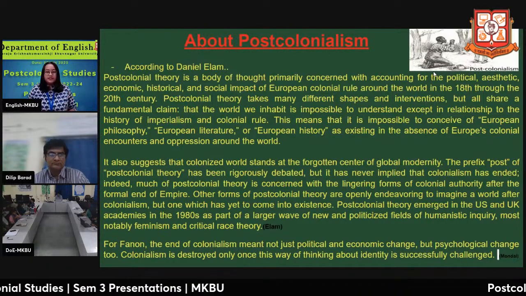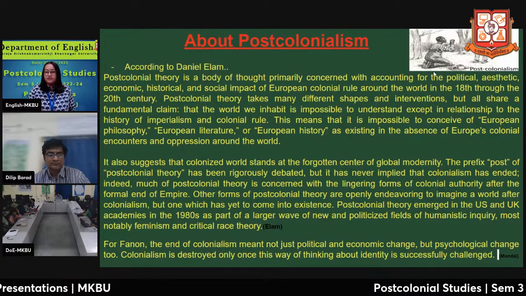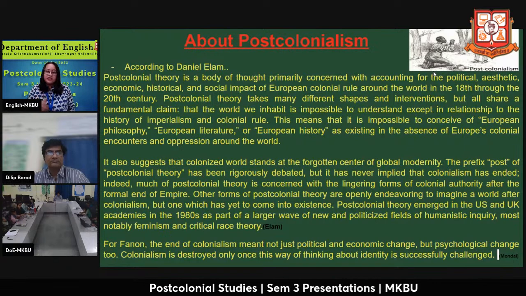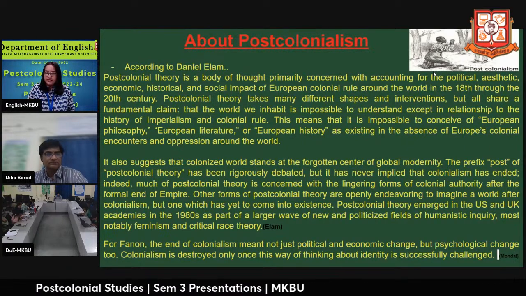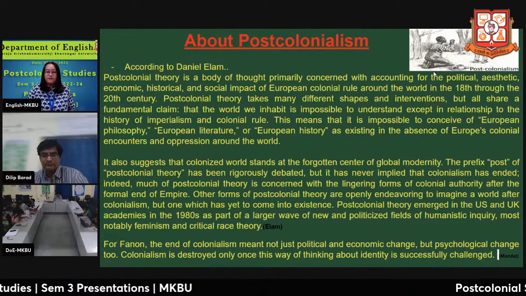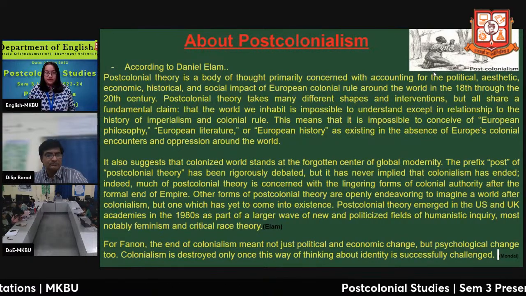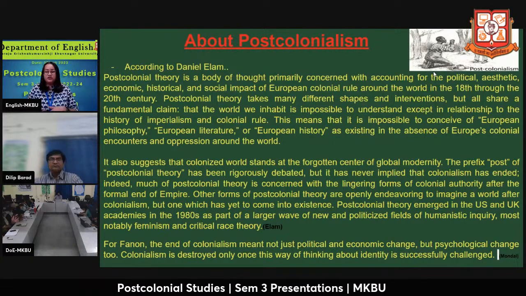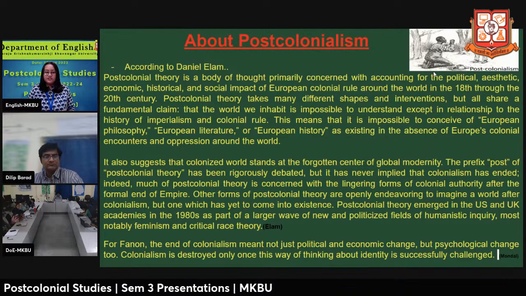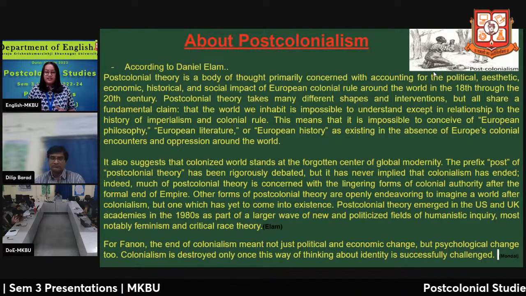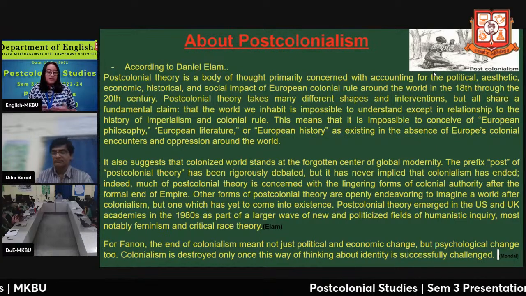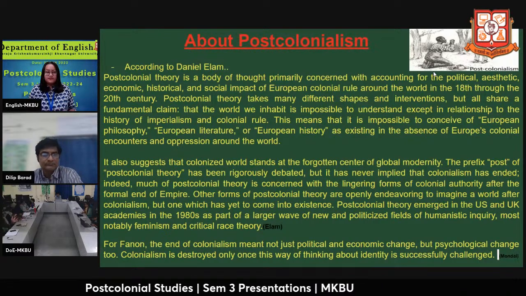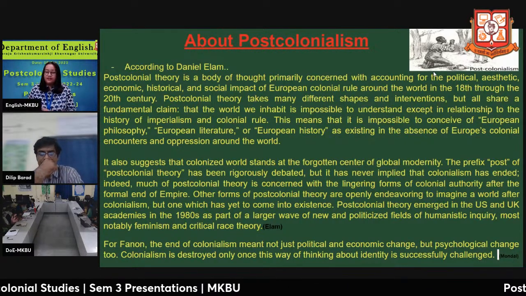Post-colonial theory takes many different shapes and interventions, but all share a fundamental claim that the world we inhabit is impossible to understand except in relation to European philosophy. We have to understand that it is impossible to conceive of European philosophy, European literature, and European history as existing in the absence of Europeans' colonial encounters and oppression around the world. It also suggests that the colonized world stands at the forgotten center of the globe.